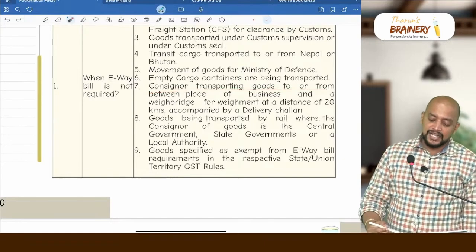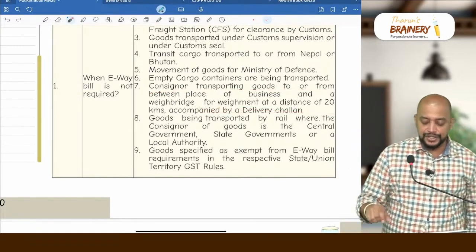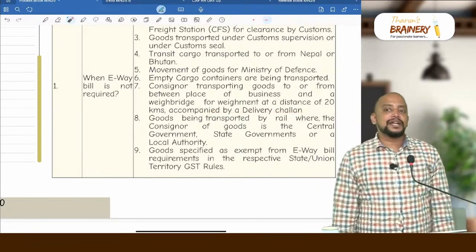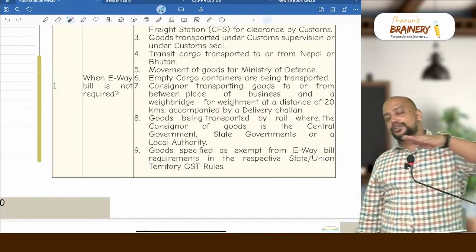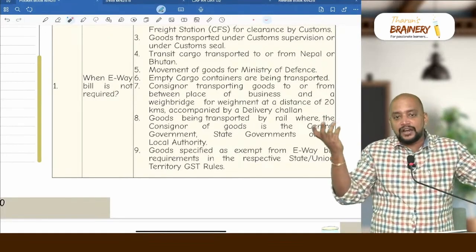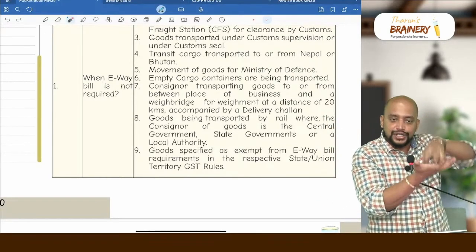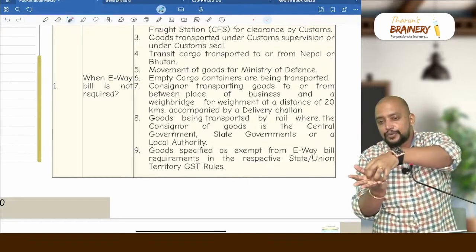Then, containers transporting goods to or from a place of business and a weighbridge for weighment, up to a distance of 20 kilometers, accompanied by a delivery challan. First the lorry will go to the weighbridge to know the weight of the lorry. As there are no goods inside the lorry, e-way bill is anyhow not required. Again the lorry will go back to the factory and we will load the goods into the lorry, and now the lorry will come to the weighbridge.